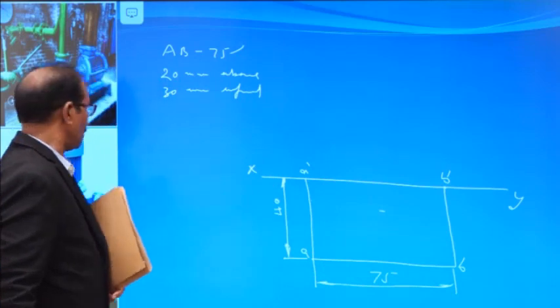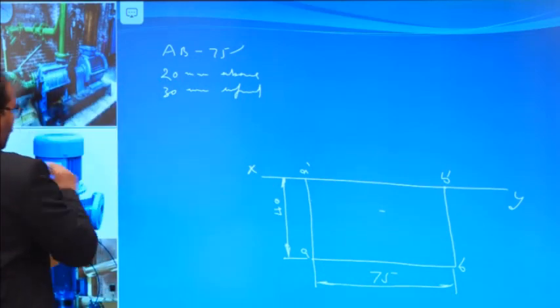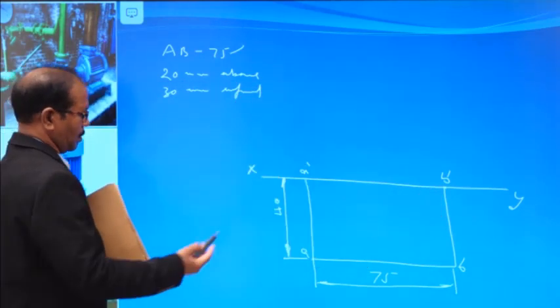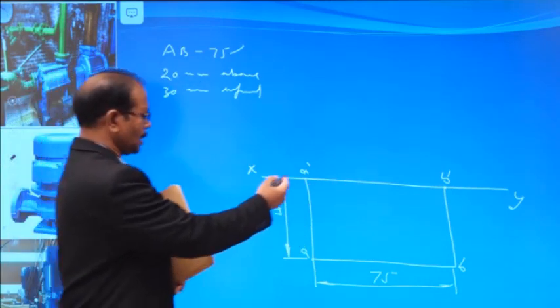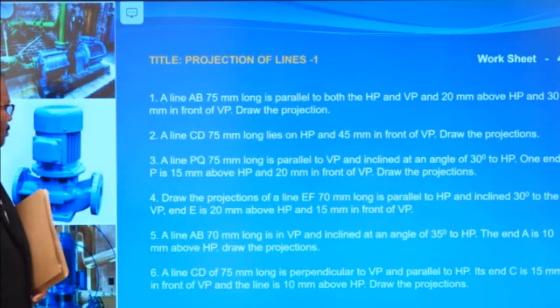And 75. Now what is the result of this one? Say, right, this is the result. This is about the second problem. Just complete the second problem, and highlight this result, a dash b dash and ab. Let's see the third problem.